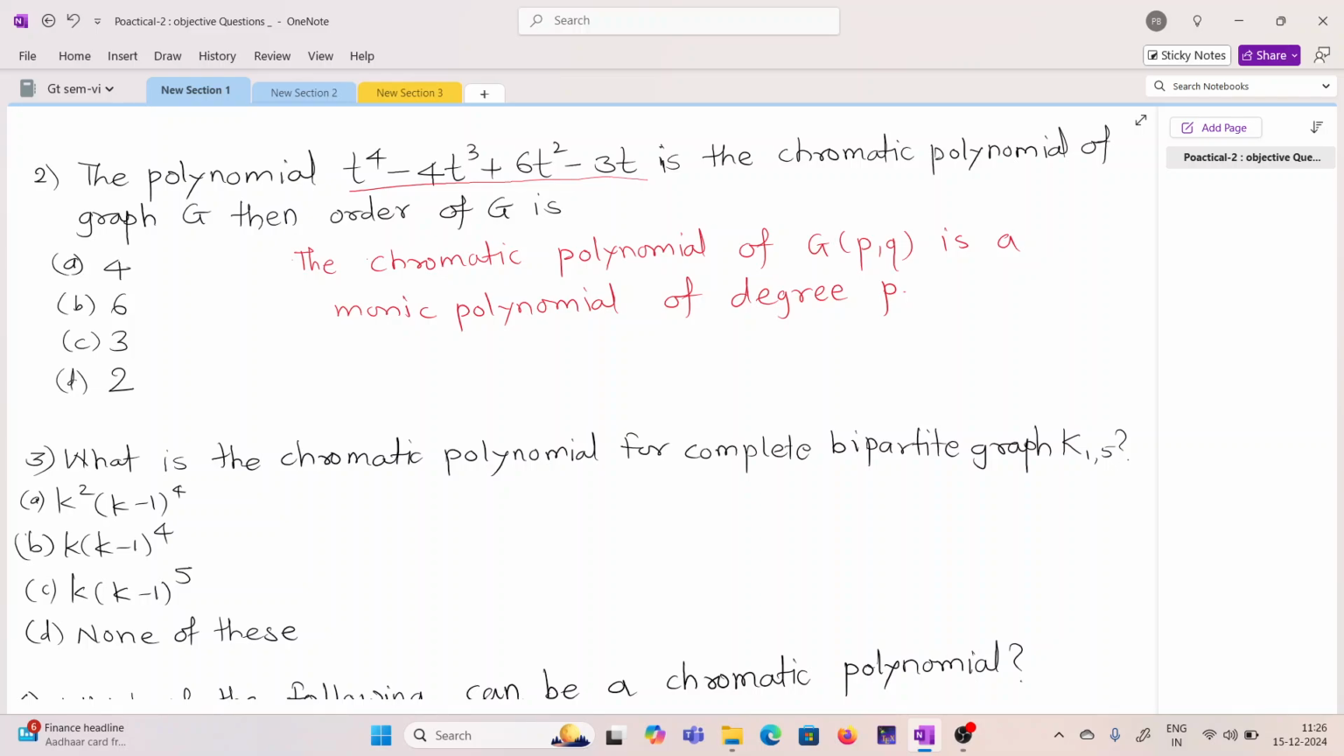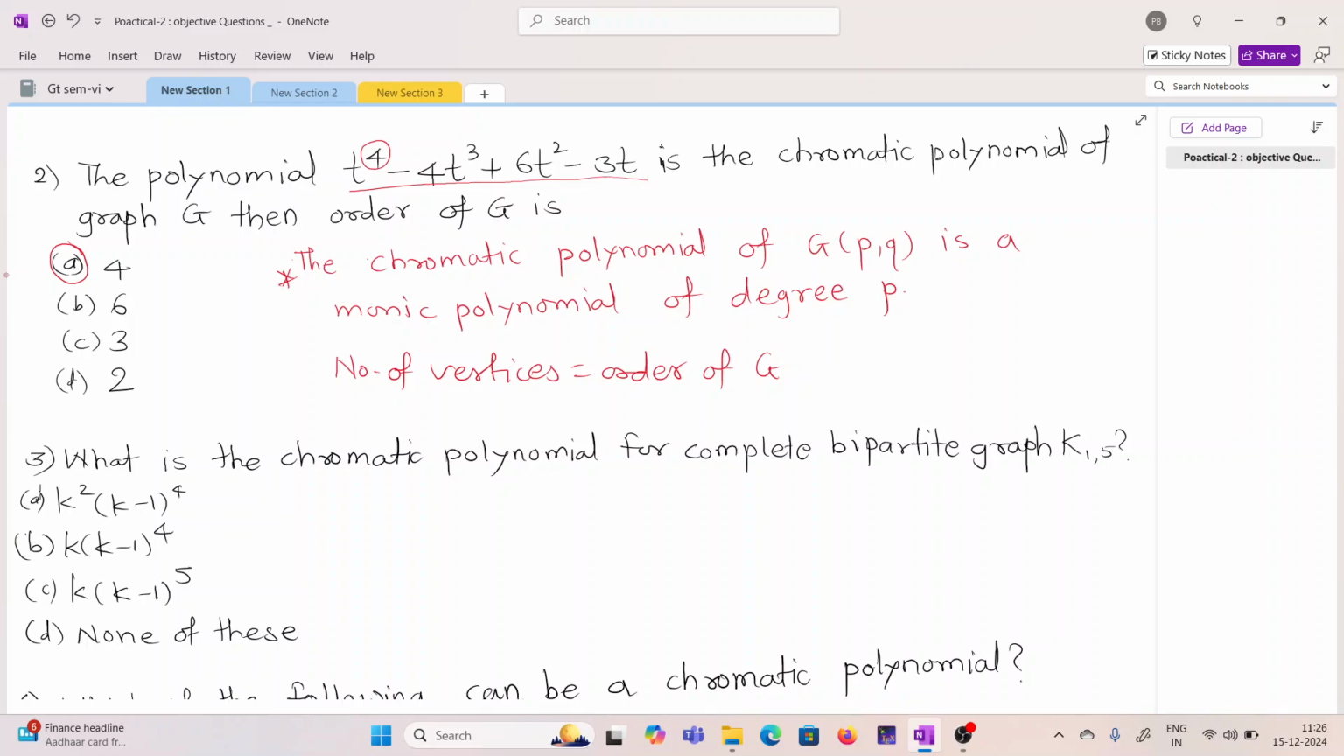Here we are given t raised to 4 minus 4t cube plus 6t square minus 3t as a chromatic polynomial. So the highest power of t, that means the degree of the polynomial, is nothing but the number of vertices in graph G. And number of vertices means order of G. So using this property we can say 4 is the number of vertices in graph G, that is, the order of graph G is 4. So first option is the correct option.